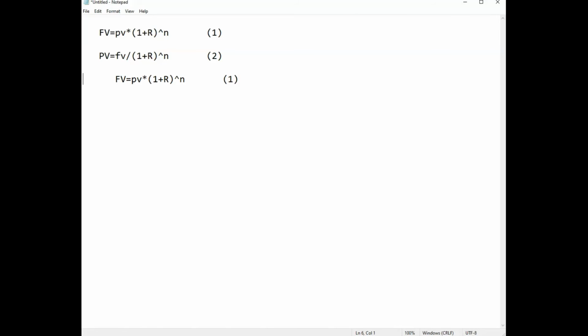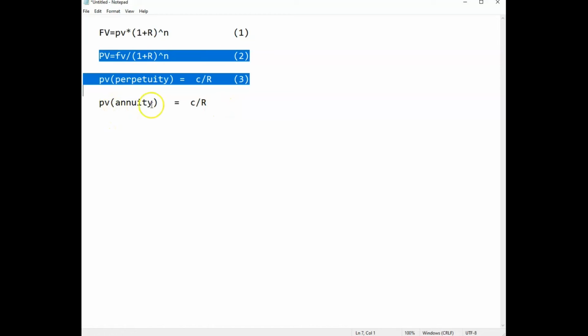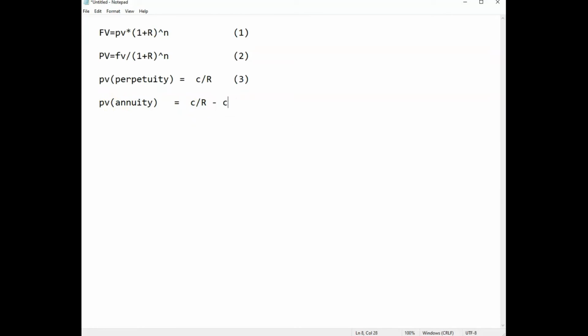Number 3 will be the present value of perpetuity. The present value of perpetuity is actually C over R, so this is the simplest one. Here we don't consider growing perpetuity. Now we want to look at the present value of annuity. Again, perpetuity is the same cash flow at the same interval forever, and annuity is the same cash flow at the same interval for n periods. So we can combine equation number 2 and equation number 3 to get the present value of annuity. The first thing is we write these two.